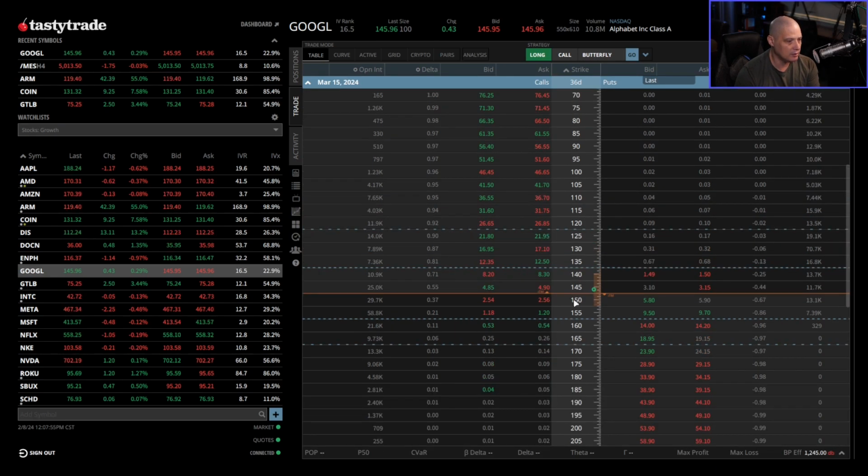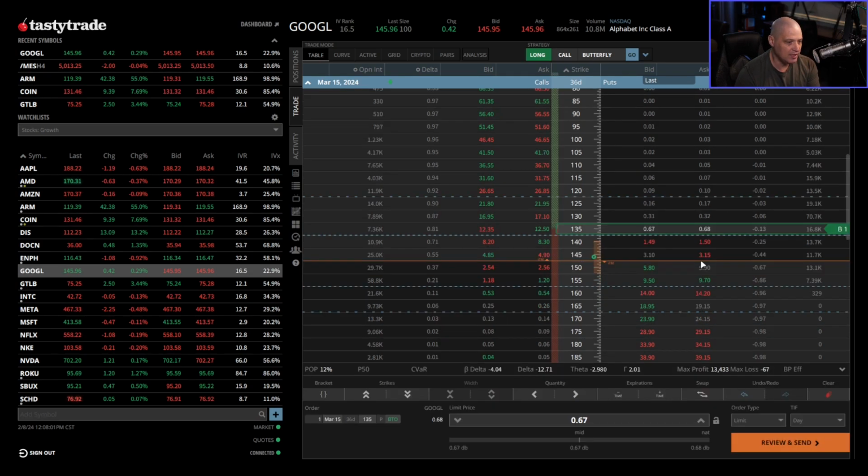If I get rid of the call here and I go to a put, maybe I do the 135 put, and let's go ahead and buy that put. This is a -13 delta put. So what happens when Google, once again, rises $1? Well, if Google rises $1, my put is going to lose value. How much value? It's going to lose 13 cents of value. Conversely, if Google goes down $1, my put is actually going to gain value. So it's going to gain 13 cents in value because, again, it is a 13 delta.